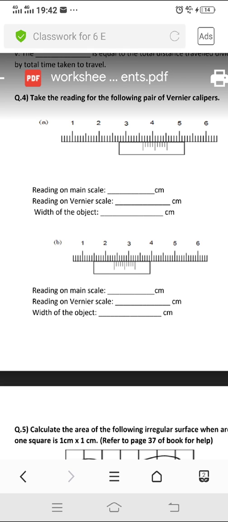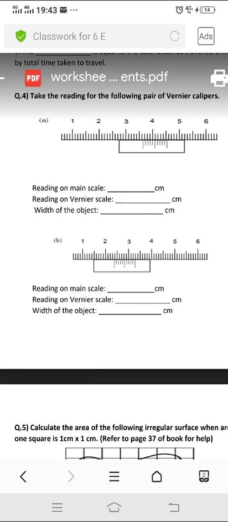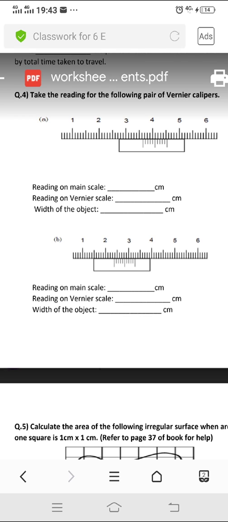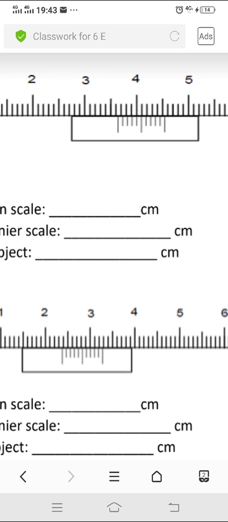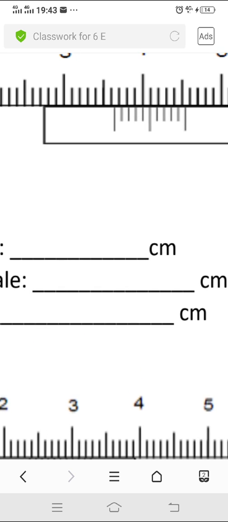So step number 1 is that you always take the reading from the main scale. From the word main, you can infer that it is something of topmost priority, something that has to be done first. So you take the reading from the main scale. And how do you take that? You look at the 0 reading on the vernier scale. So the first reading is the 0 reading.